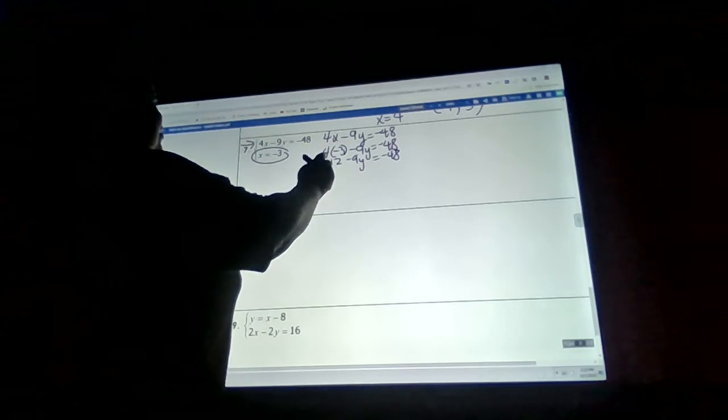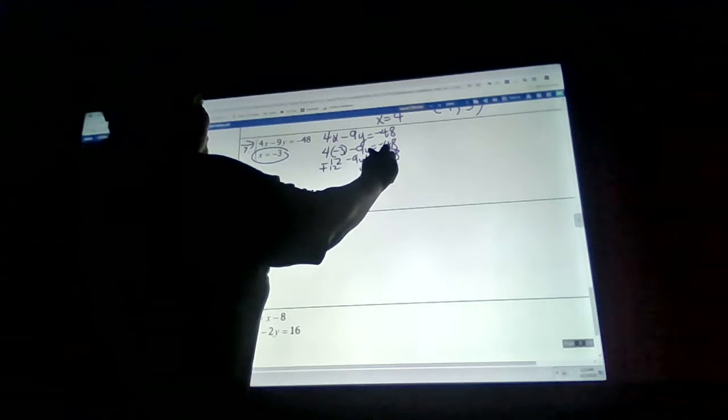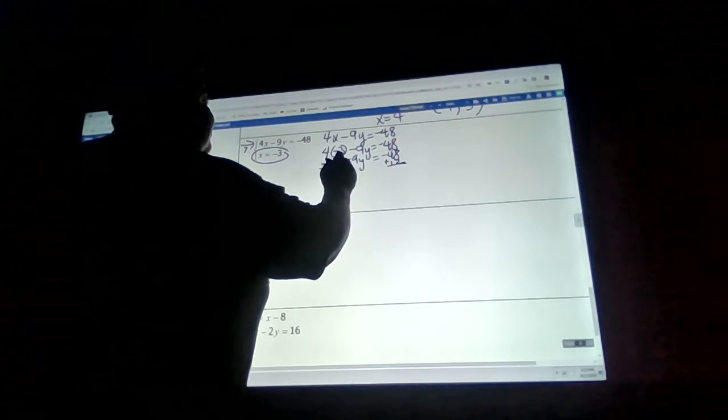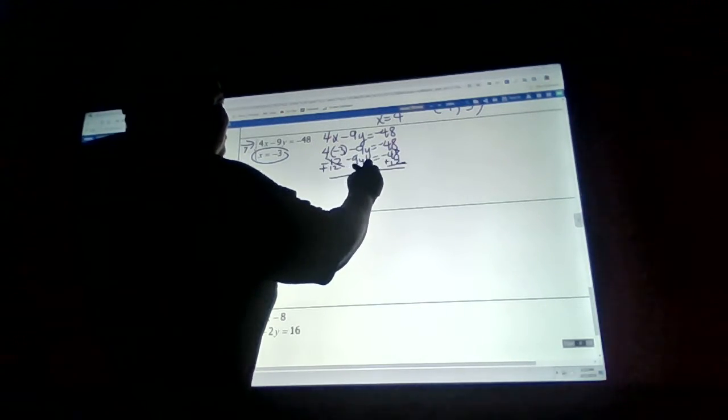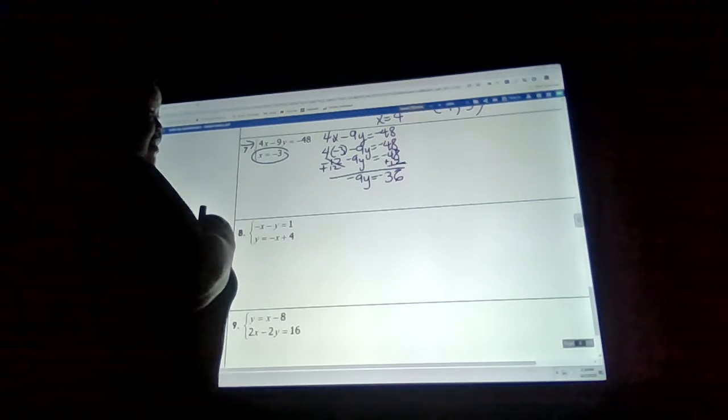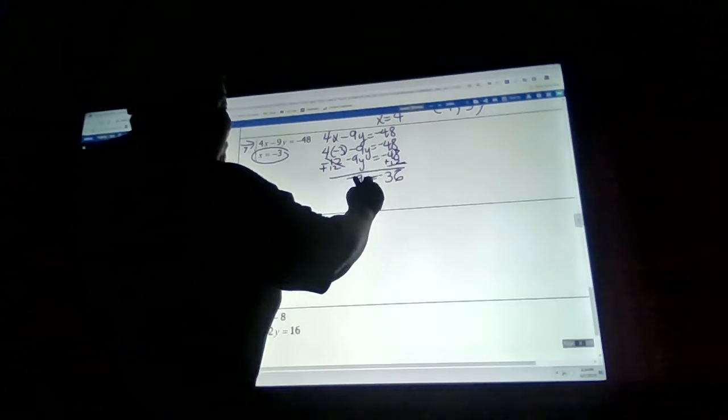Rewrite everything we weren't dealing with. Add 12 to each side. Minus 9y equals 8 minus 2 is 6, 4 minus 1 is 3, equals negative 36. Divide both sides by negative 9, and y is equal to 4.